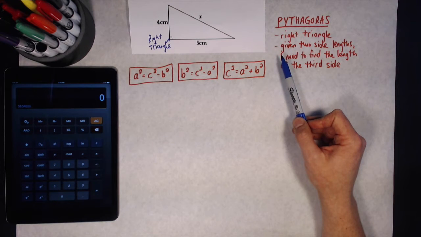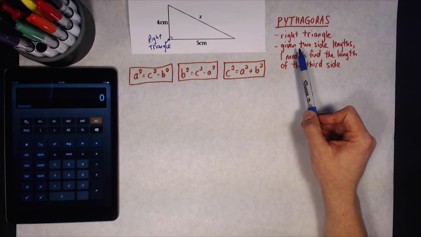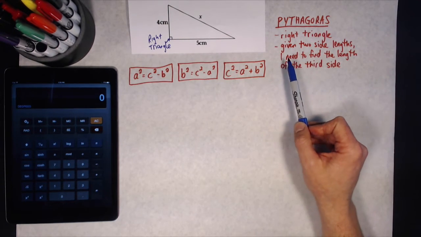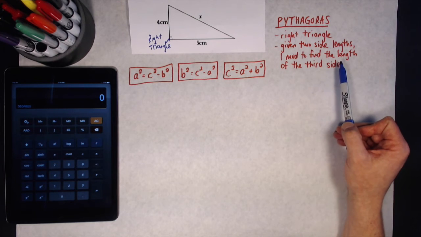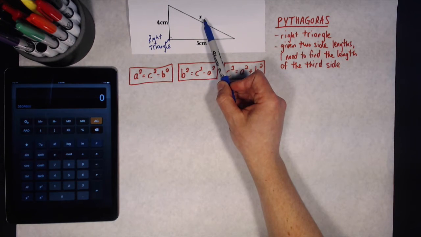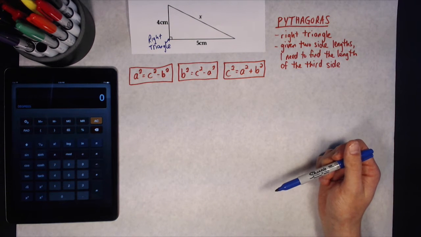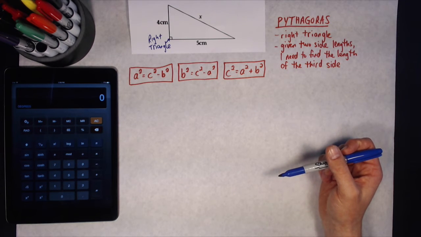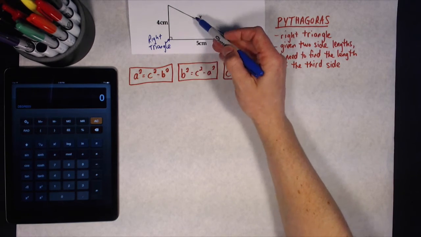So when do I use Pythagoras in a right angle triangle? Well, when I'm given two side lengths, which I am right here, 4 centimeters and 5 centimeters, and I need to find the length of the third side, this one here with the x on it. So Pythagoras said that I have to label the triangle with side lengths A, B, and C, where C is always the longest side. And that longest side is always across from my 90-degree angle.